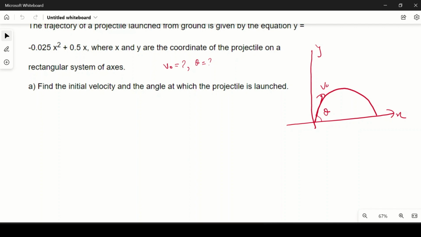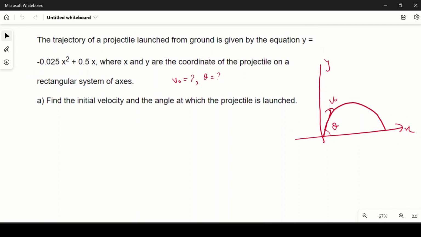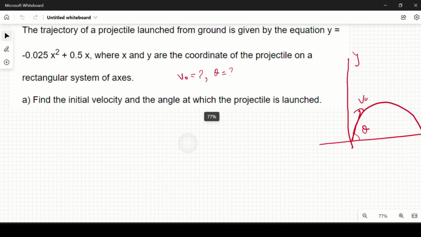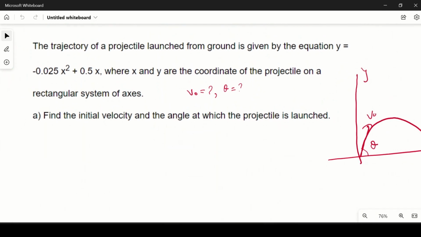In our previous videos, you can go to our playlist projectile motion, and you can see that we have derived the standard equation, which is parabolic, for the projectile motion. So the standard equation is y is equal to x tan theta minus g divided by 2u square cos square theta into x square. This is the standard parabolic equation for the projectile motion.